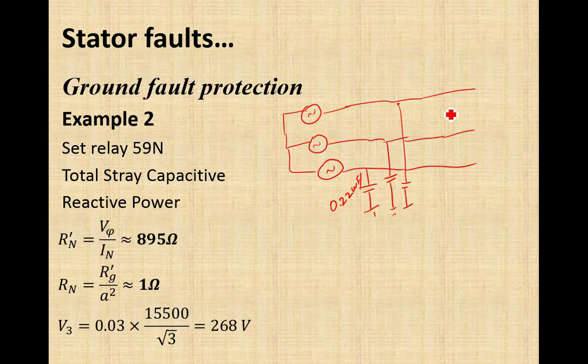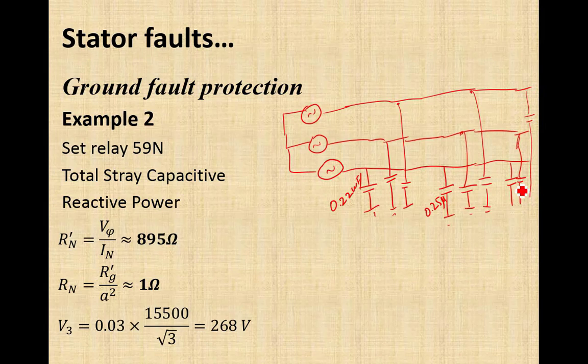Next comes the lightning arrestor or surge arrestor. The three capacitances of surge arrestor, because surge arrestors have been installed in all three phases. So these are the three capacitances of surge arrestor, and its value is 0.25 microfarad. And next are the three capacitances of transformer winding, and its value is 0.1 microfarad.